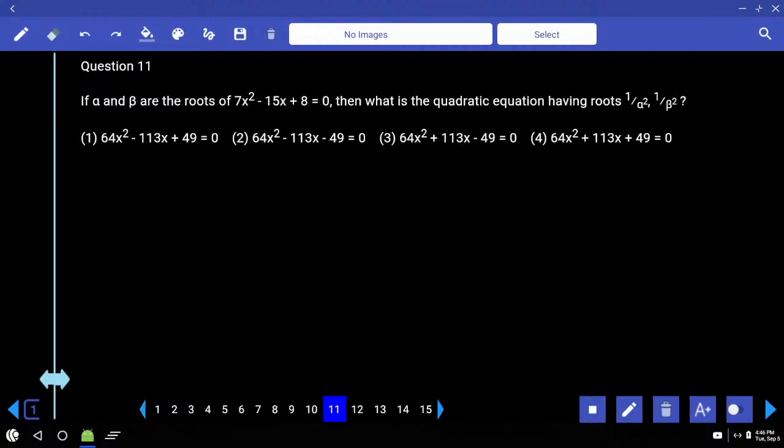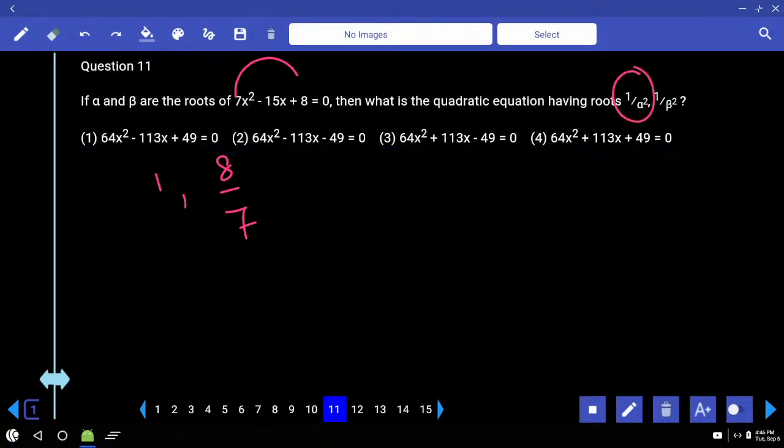If alpha and beta are the roots of 7x square minus 15x plus 8, what is the quadratic equation having roots 1 by alpha square and 1 by beta square? Actually, can you find the roots of this equation? That is 56, 7 and 8. That is 7 by 7 and 8 by 7, isn't it? 1 comma 8 by 7.